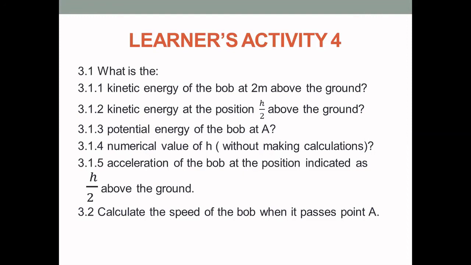What is the acceleration of the bob at the position indicated as h/2 above the ground? Then 3.2 or 4.2: calculate the speed of the bob when it passes point A.